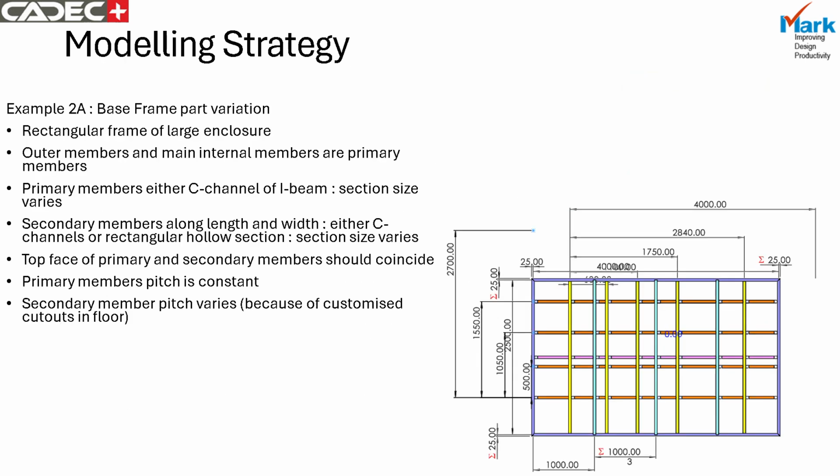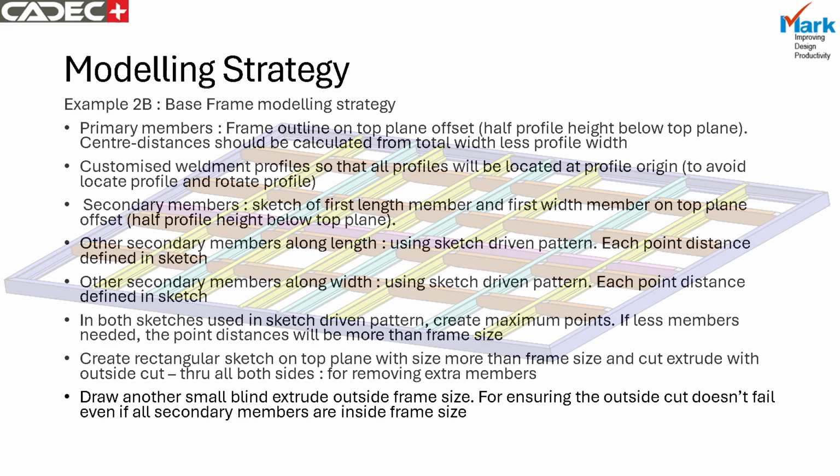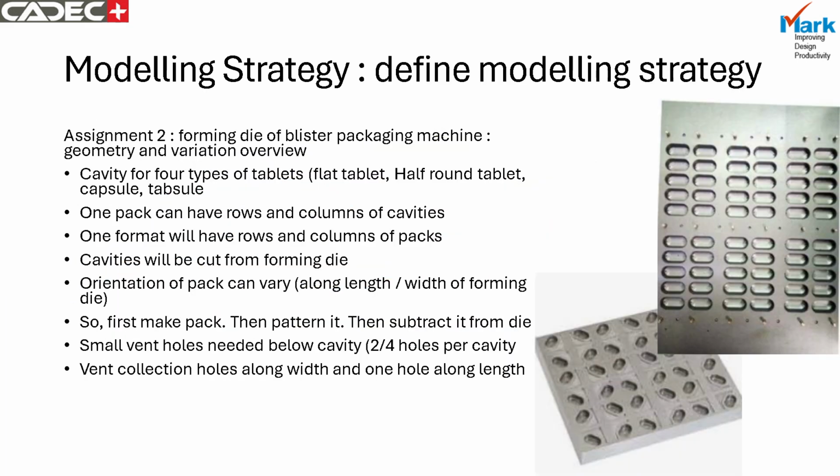This is a modeling strategy of a base frame for a structure. It will be a rectangular frame of a large enclosure. Outer members and main internal members are primary members. Then secondary members will be along the length or width, the mid members. And you need to define the strategy first. And this is the more detailed strategy for the same part. So primary members, customized weld element profiles, and other secondary members, etc. This was the assignment given to the users.